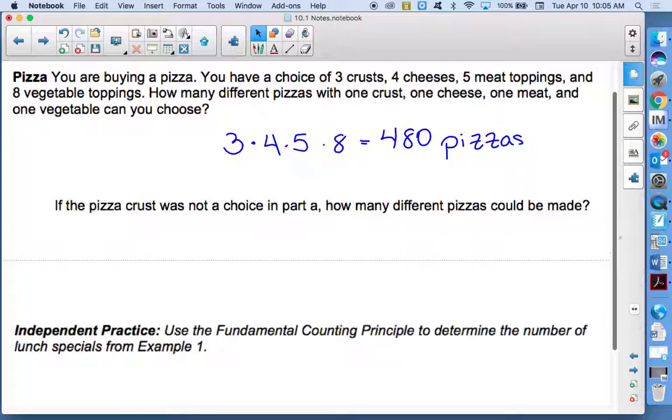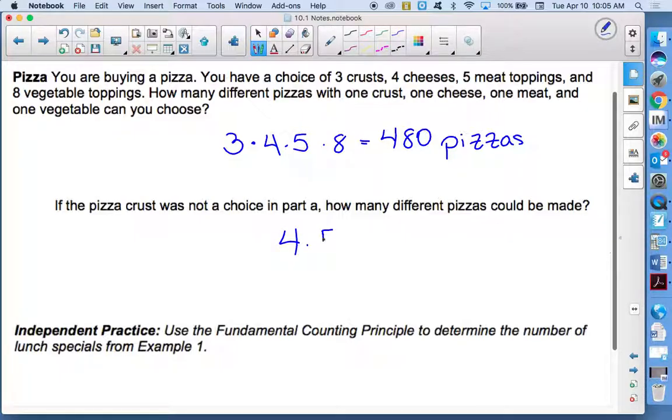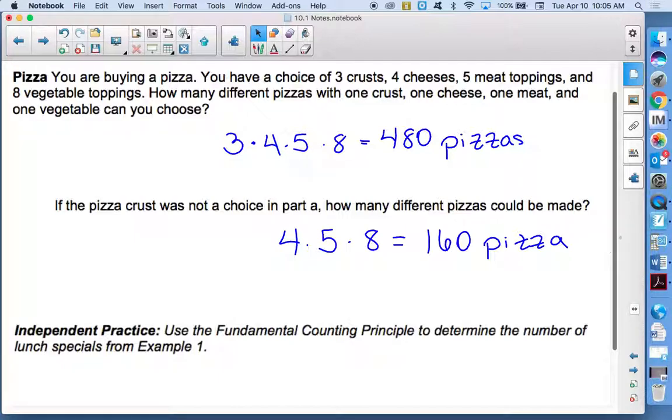Sorry, my fault. So, Sam, in the next part it says if the crust was not an option, we wouldn't multiply it by 3. We would just take 4 times 5 times 8. And what is 4 times 5 times 8? 160? Good. So you can see the difference just by taking away 1 option. We went from 480 pizzas down to 160 different pizza options. Still a lot of pizza options that you could have or create.